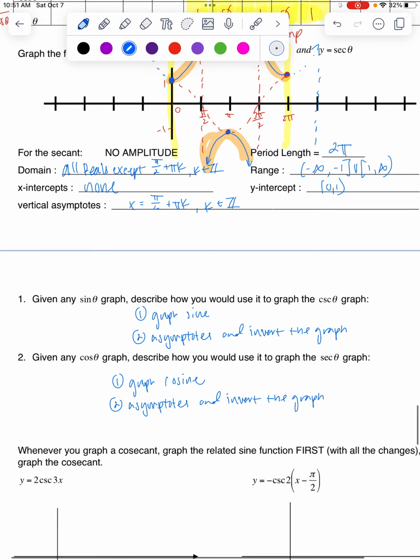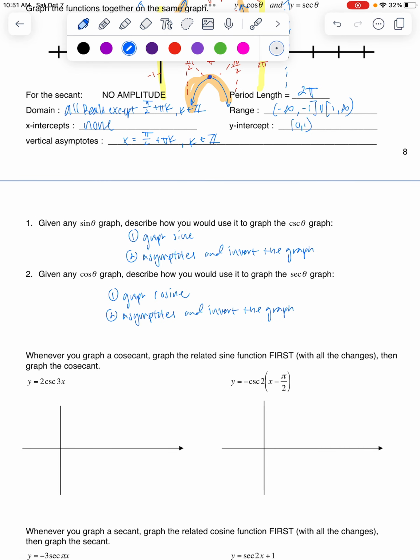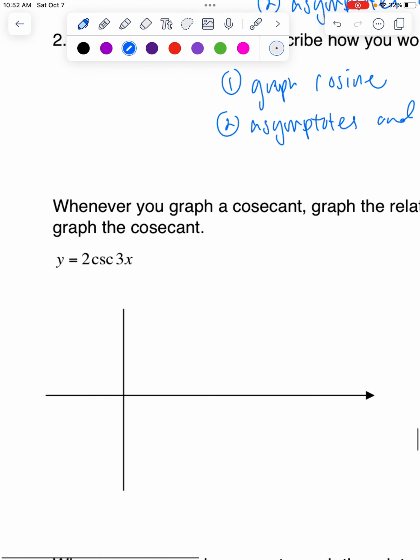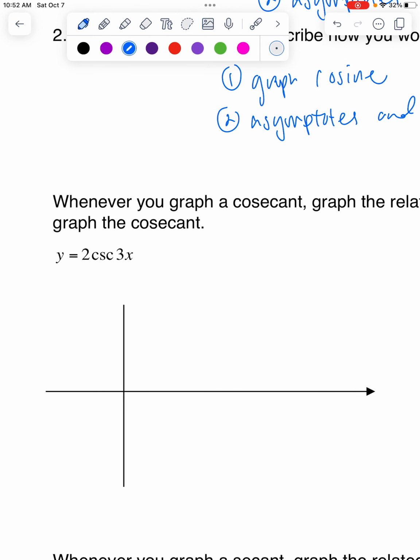So let's go ahead and look at examples. It says whenever you graph a cosecant, graph the related sine function first with all the changes, and then go ahead and graph your cosecant graph. So let's start by labeling our sine function. I'm going to rewrite this as y is equal to 2 sine of 3x. We know how to graph these.